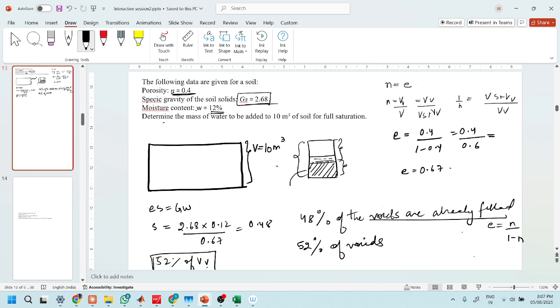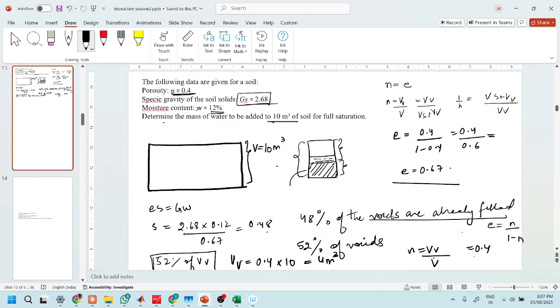Volume of voids we can calculate, we know the total volume. We can calculate from N. N is equal to the volume of voids over total volume. Porosity is 0.4. So total volume is 10 meter cube. So the total volume of voids will be 0.4 into 10 equals 4 meter cube.